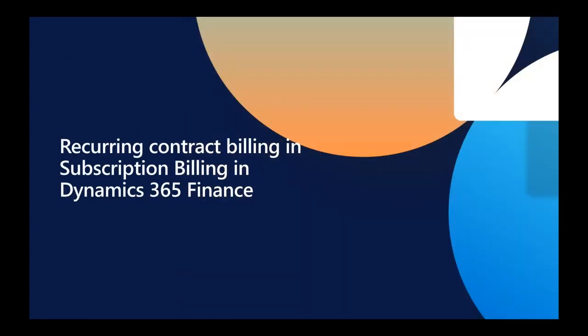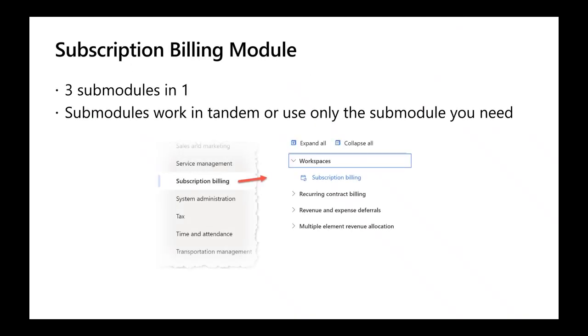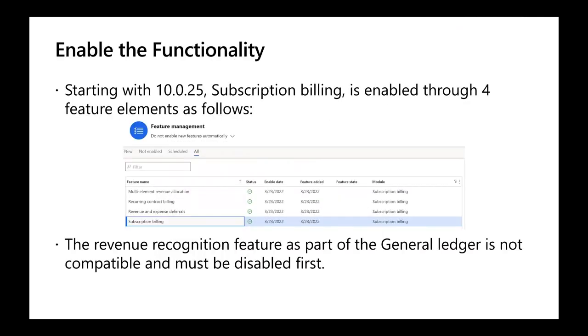So we'll start with a little bit on recurring contract billing. That's part of subscription billing. And the portions we're going to cover today are really the billing schedule and the invoicing. And just as a quick reminder, if you weren't at the first Tech Talk or hadn't watched the recording, subscription billing is in feature management. You'll need to turn it on. And it also has 3 subkeys: recurring contract billing, revenue and expense deferrals, and multiple element revenue allocation. You'll see this in feature management under the module for subscription billing if you want to filter down and find these things. And one other caveat is if you have revenue recognition turned on in feature management, you'll need to turn that off in order to test this out and follow along. So just a quick reminder on feature management for this particular feature.